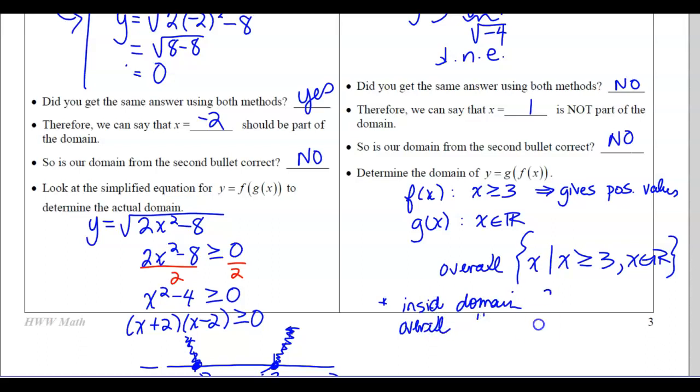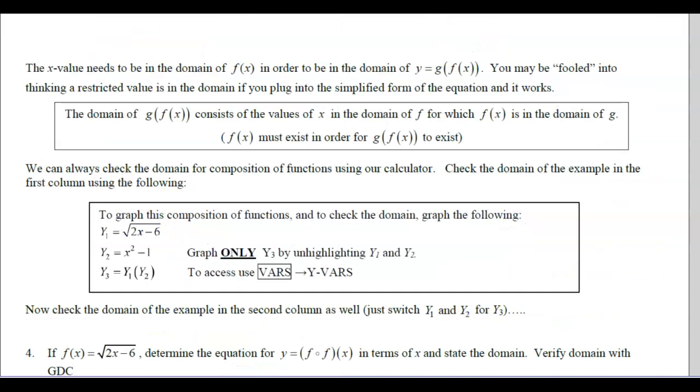Now, what's really nice is you have a graphing calculator. What happens with your graphing calculator, if you enter it as a composition, not as simplified, it will graph just what it's supposed to graph as a composition. So let's turn over the page. And this is going to tell you how to do that in your calculator.